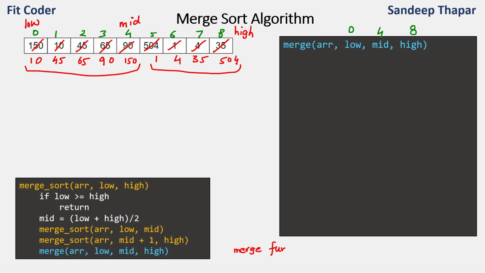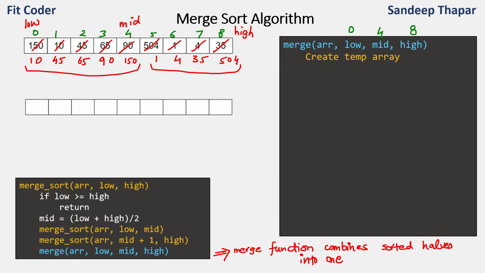So merge function combines sorted halves into one. How we do it is, first we create a temp array. The temp array is created equal to the size of the array. So this is the temp array that we have created, which is equal to the size of the original array.